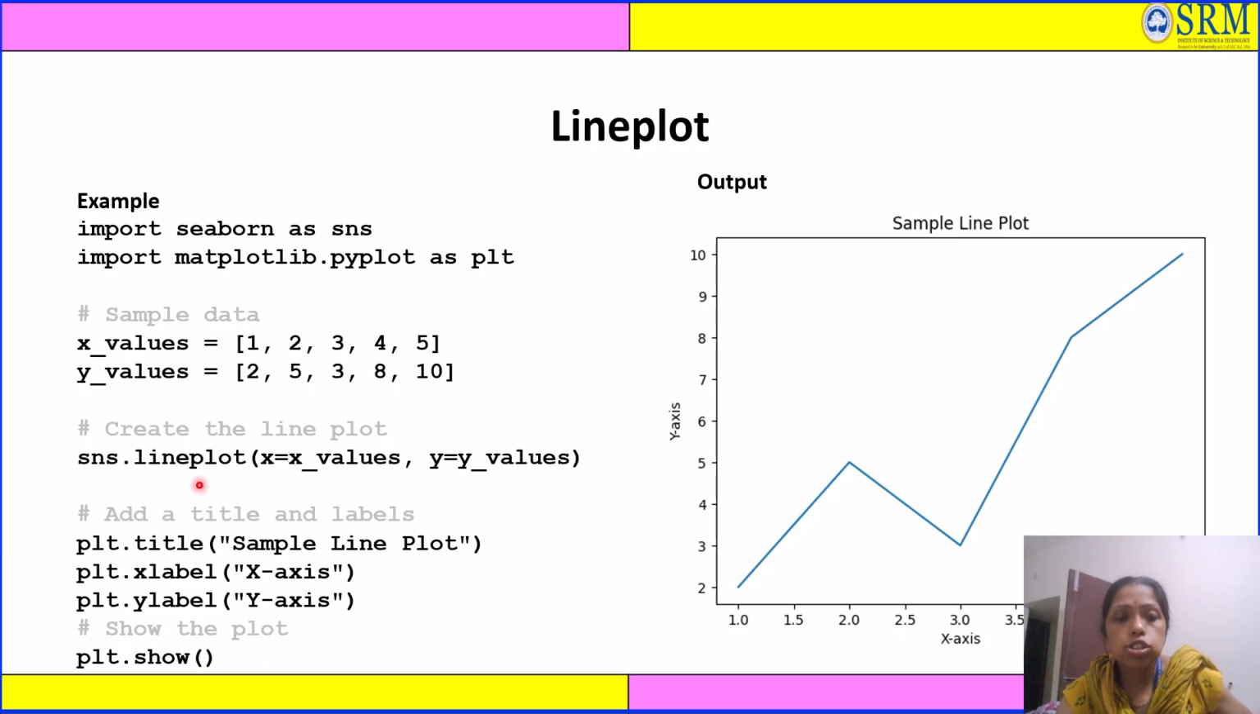So sns.lineplot. The X value you can call, Y value you can call, then you can write. So here we are not getting any data, just simple X value and Y value: x is equal to X value, y is equal to Y value. But instead of scatter plot, you have to write line plot. But in MATLAB, it is just plot, not line plot.